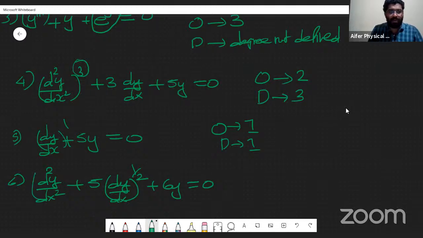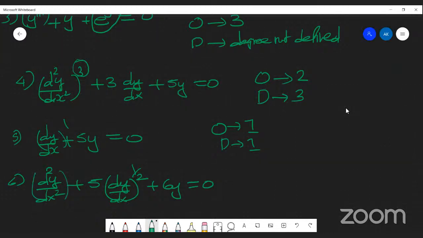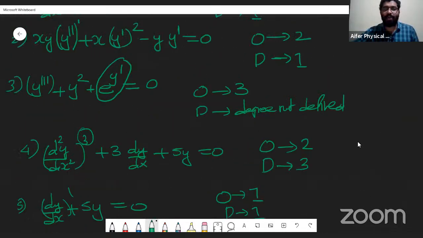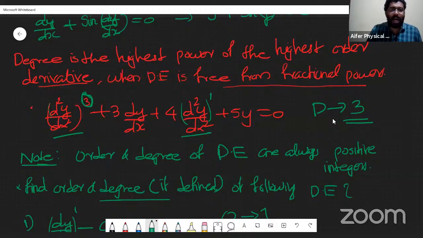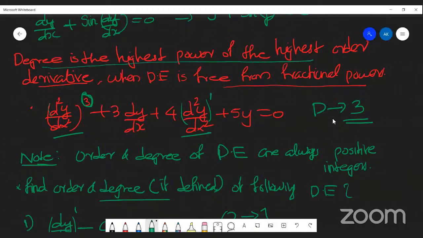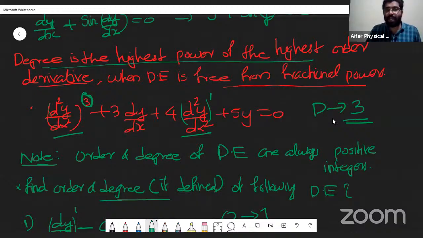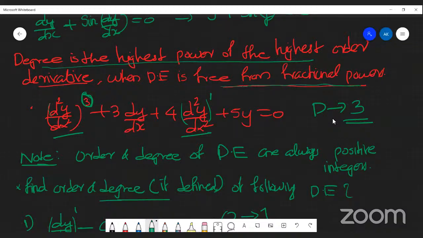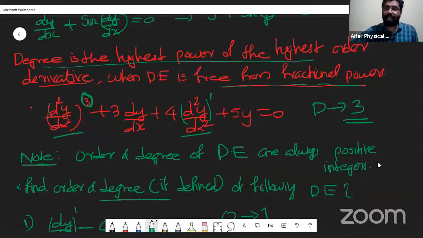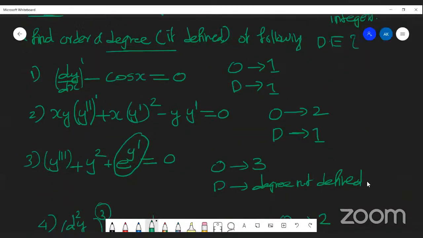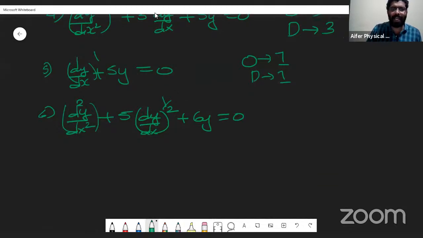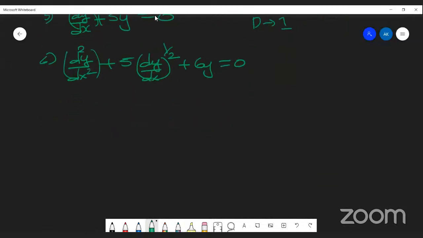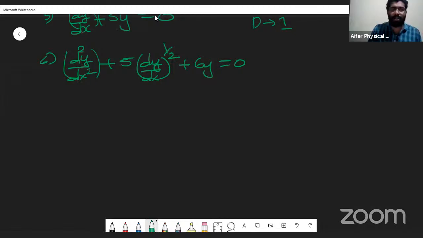Here if you see, the order of this differential equation is 2, but here we have a fractional power. So if you look at the definition, degree is the highest power of the highest order derivative when the differential equation is free from fractional power. Suppose you have a fractional power in your differential equation, you have to make it free of the fractions. It means the 1 by 2 is here, so make it an integer. How can we make it an integer? By multiplying with the 2. Okay, so what happened then?